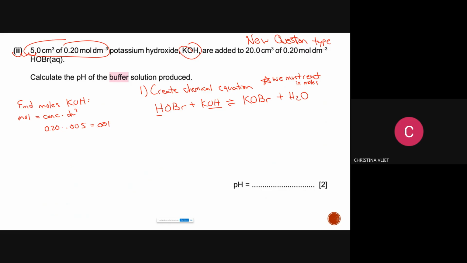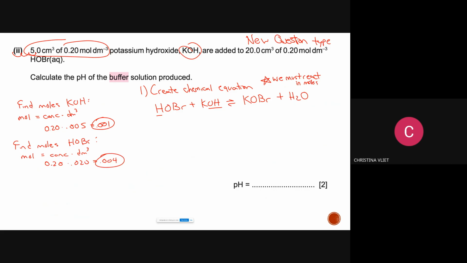All right, are we okay with 0.001 for the moles of KOH? Okay, but that's not the only thing we have to find the moles of. What else do we have to find the moles of? We have to find the moles of HOBr, right? So you're noticing I'm doing that on the side because I'm going to bring that into the table afterwards. So find moles HOBr, same formula. Moles is concentration times dm cubed. Concentration is 0.2. dm cubed is 0.020. And I had gotten 0.004.